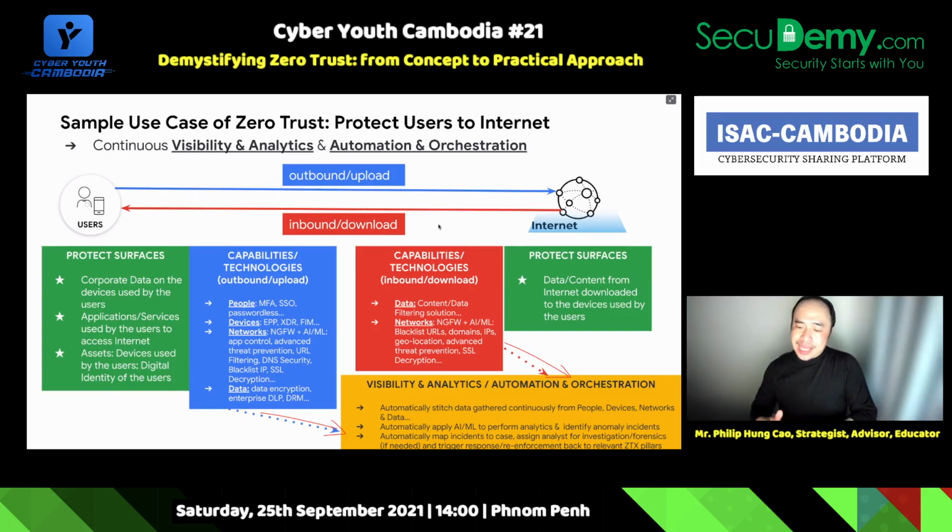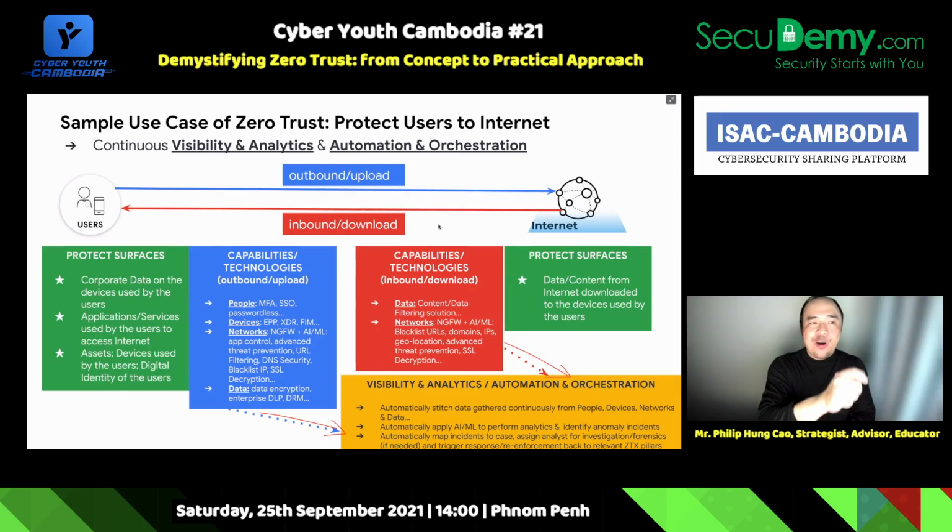So which means that if I know there's an incident that happened in this business flow, user to internet, right? And with these two transaction flows, inbound and outbound, right? Then I will know which control or enforcement I need to put. I need to reinforce on the people. I need to reinforce on the device. I need to reinforce on the network, and I need to reinforce on the data, right? And I need to do it automatically.